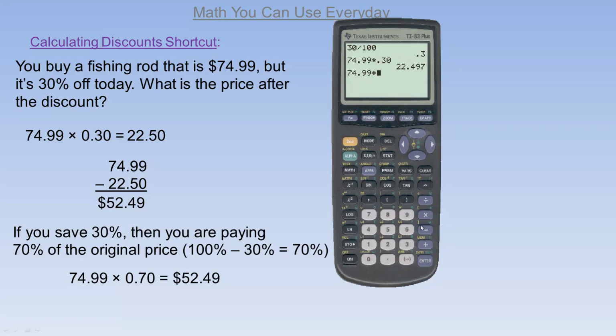74.99 times 0.70. So there's the $52.49 directly. If you don't have to know what the discount is, then that's a way to do that directly. So we went directly from $74.99, found 70% of it, and that is what you would pay. Of course, plus tax if you're somewhere where there's tax.